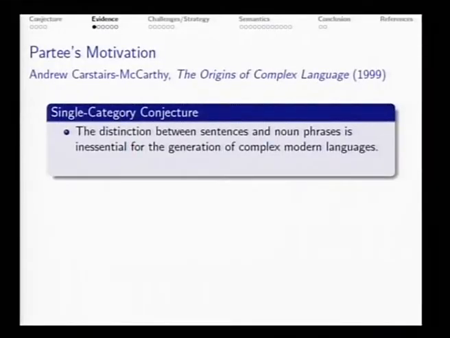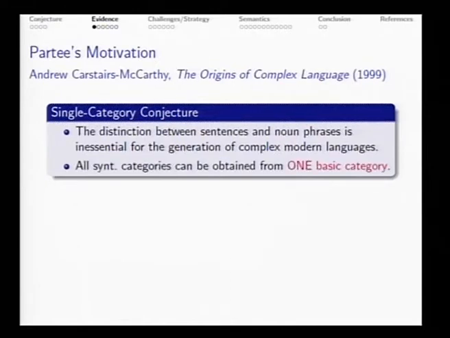Now let's start with some empirical motivations for Partee's conjecture. The conjecture is in fact motivated by a very analogous claim on the level of natural language syntax, and in particular in his monograph on the origins of complex language from 1999, Andrew Carstairs-McCarthy conjectures that the syntactic distinction between noun phrases and sentences is not necessary for the generation of complex modern languages, and that instead all syntactic categories that we use today can be obtained from just our use of one single basic type.